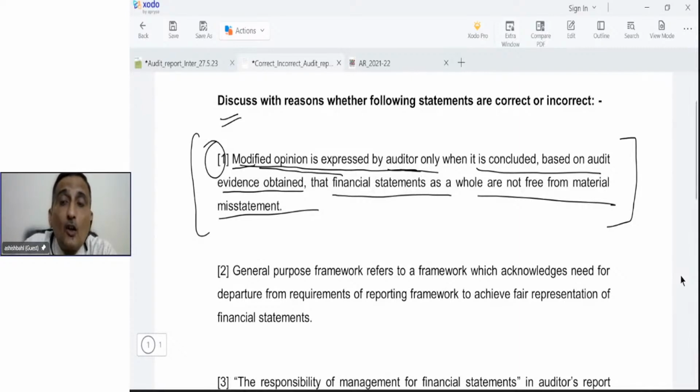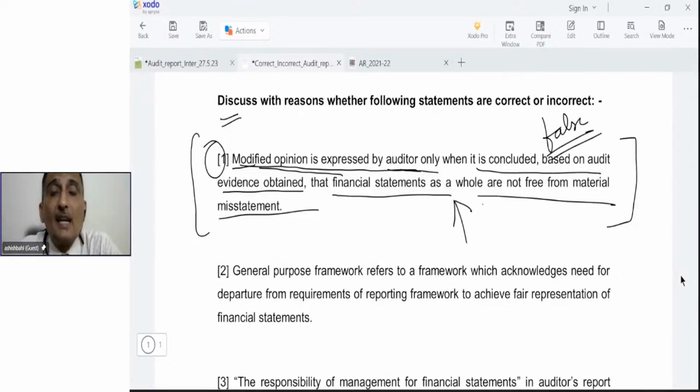It is not the only condition. Modified opinion can also be there when there is a disclaimer, when the auditor has not been able to obtain sufficient appropriate audit evidence. So Singh, Rajiv Kumar and Himanshu Pathak have given the correct answer.